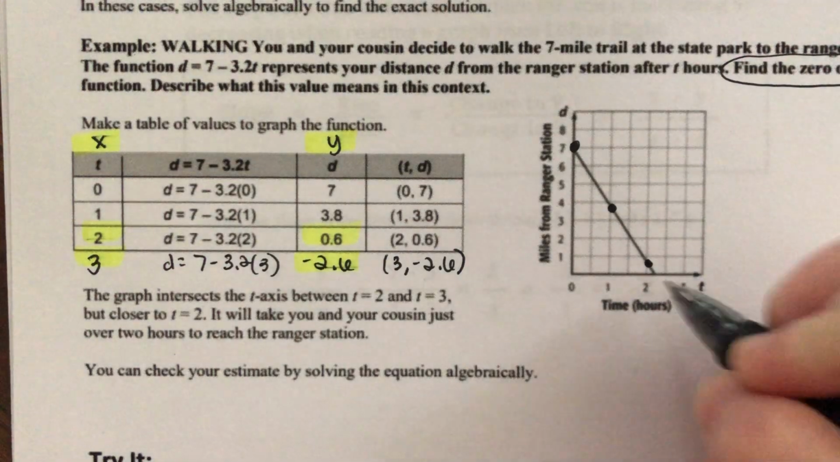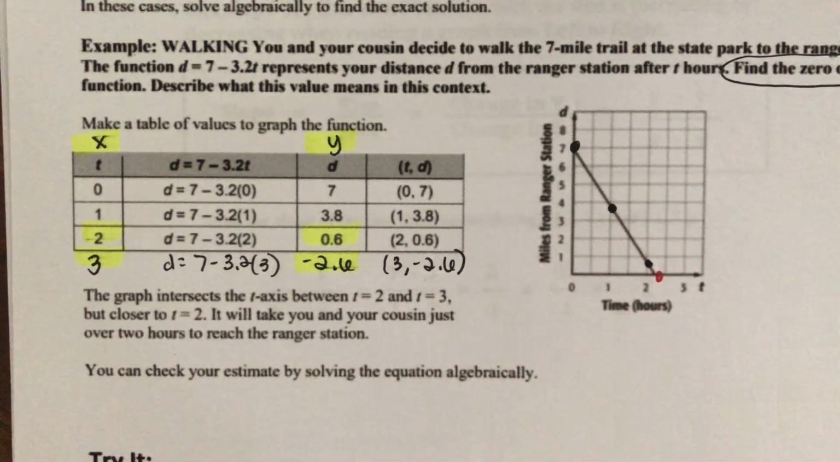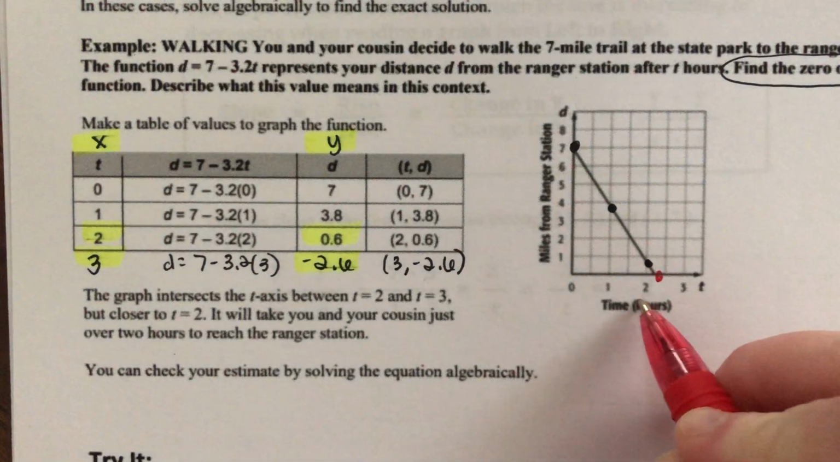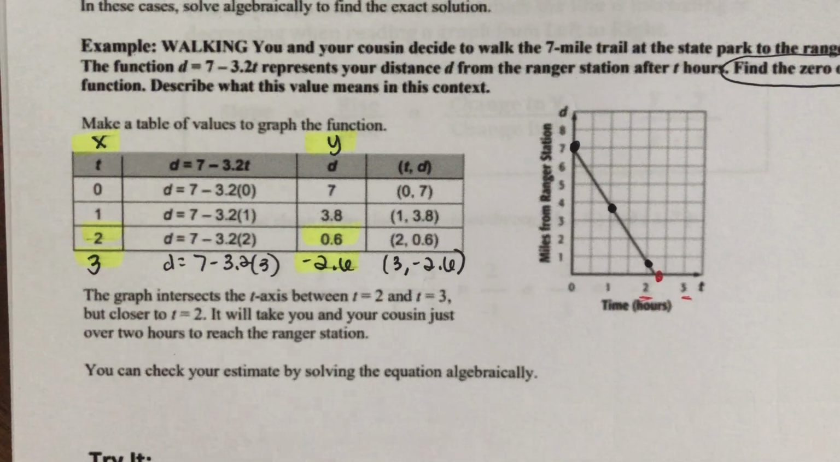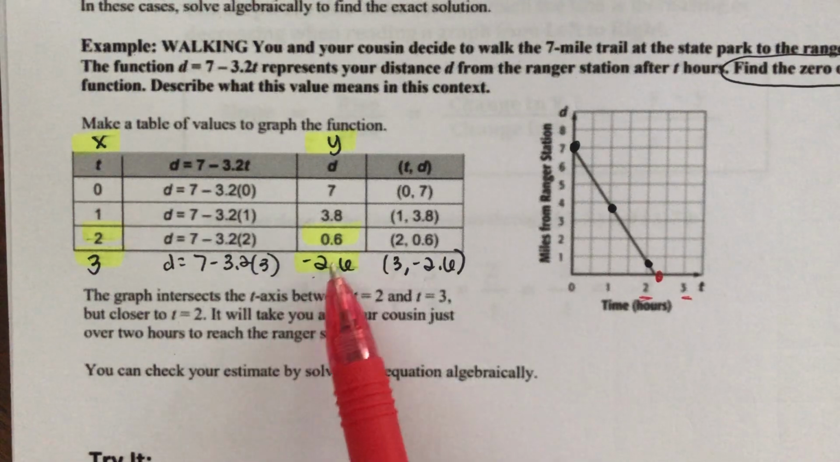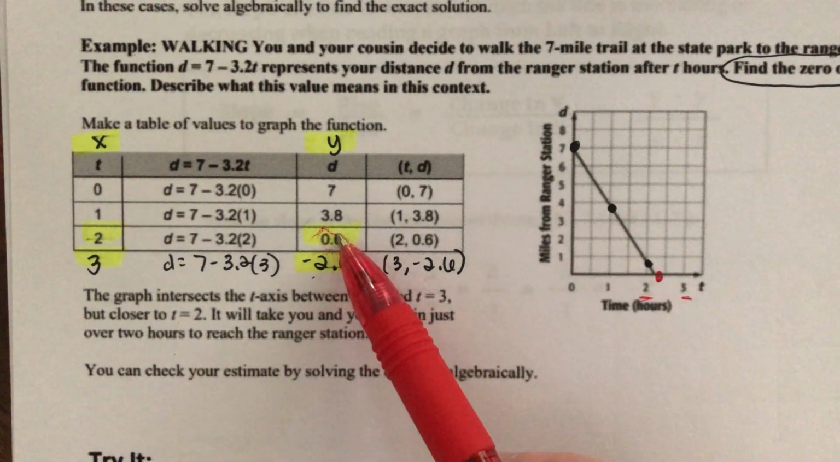And we can see that. It intersects it, I'll do the red pen, right here, which is in between 2 and 3, right? We don't know exactly where. It's somewhere in between here. But closer to 2. It's closer to 2 than it is to 3. It's closer to 0.6 than it is to negative 2.6. 0 is closer to that.